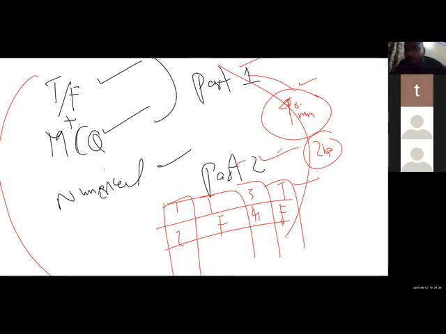Are we clear? For the numerical part, like part 2, would that be several questions like the homework, or one big one? It's going to be many questions, not one big question, like assignment-type questions. One question takes like 30 minutes or 15 minutes. Any other question?